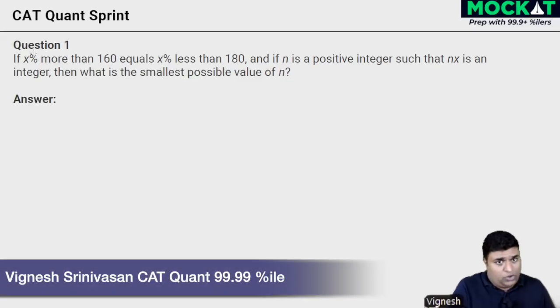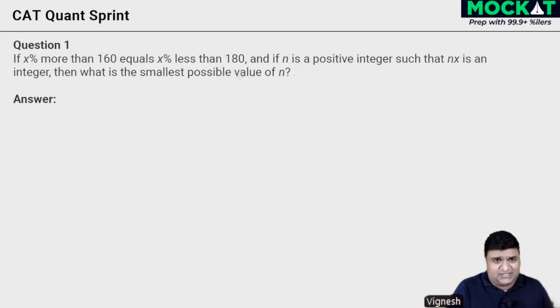Okay, on to question 1. If x% more than 160 equals x% less than 180, and if n is a positive integer such that nx is an integer, I need to find x. And then what is the smallest possible value of n over here?